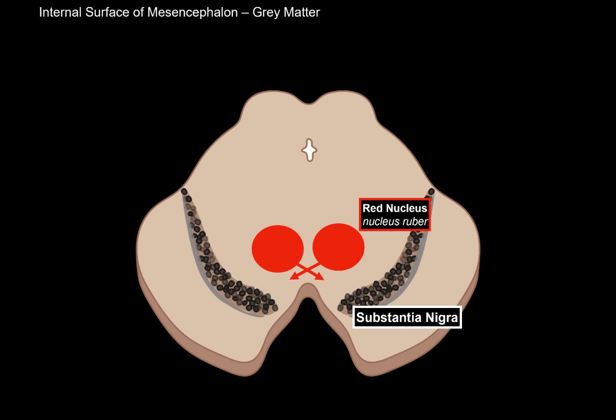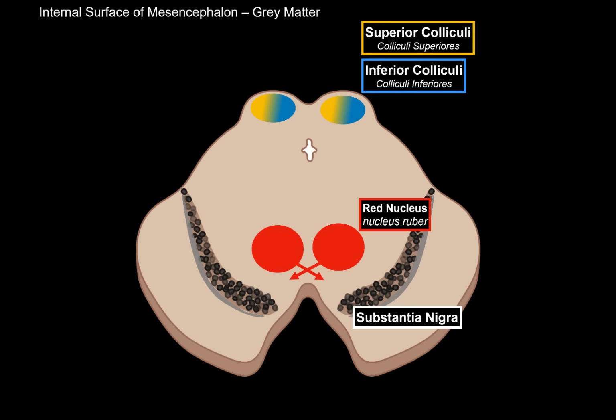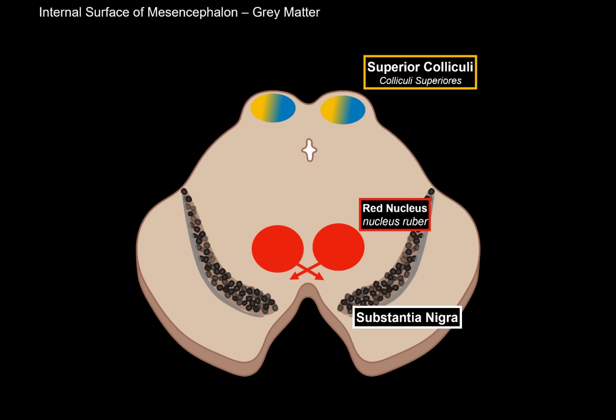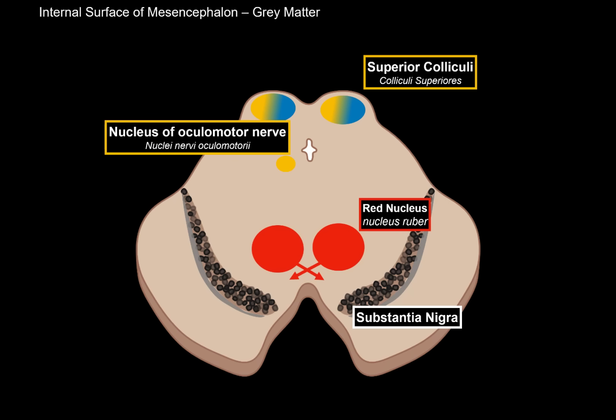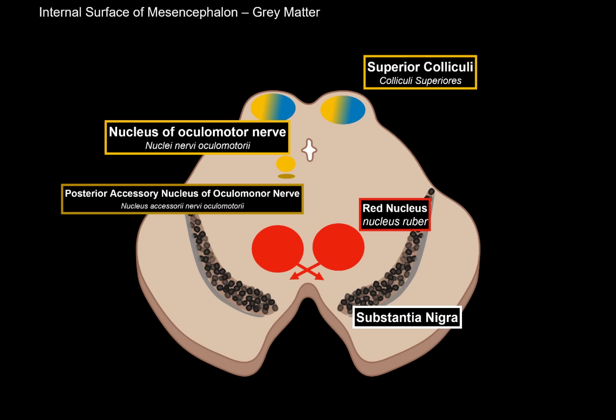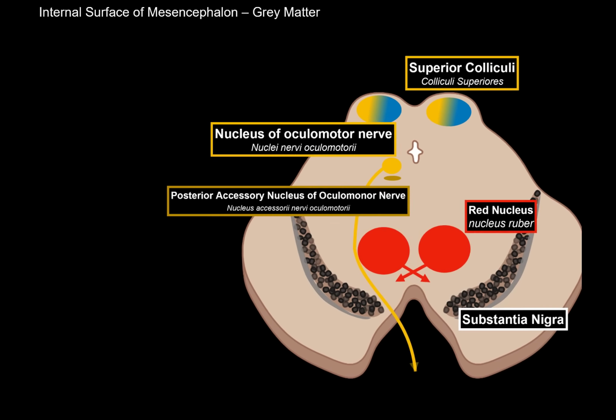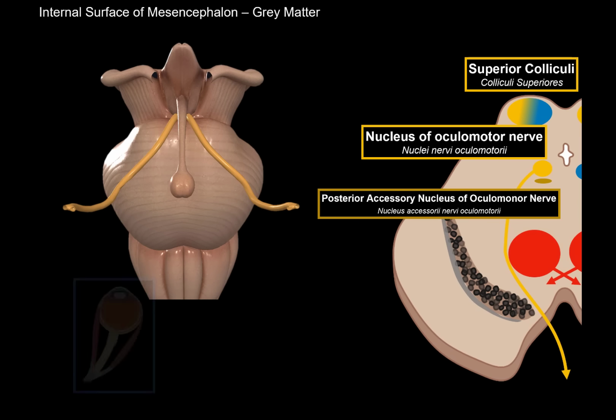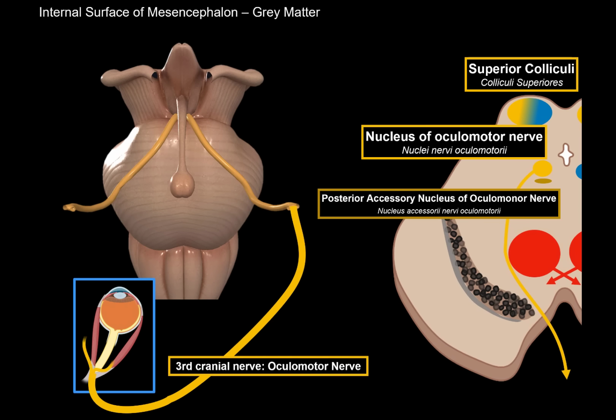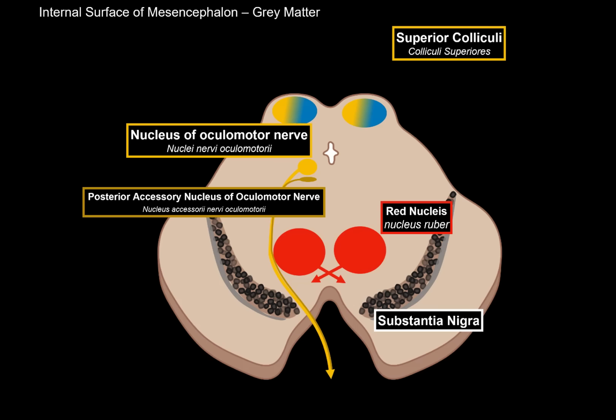Alright. Our next gray matter nuclei depend on which level you're looking at. If we make a cross-section at the superior colliculi, we will see the nucleus of the oculomotor nerve and the posterior accessory nucleus of the oculomotor nerve. The oculomotor nerve will travel towards the anterior surface, towards the eyes, to innervate the extraocular muscles to move your eyes. And the posterior accessory nucleus will send fibers together with the oculomotor nerve to give a parasympathetic innervation to the eyes. So that is at the superior colliculi level.